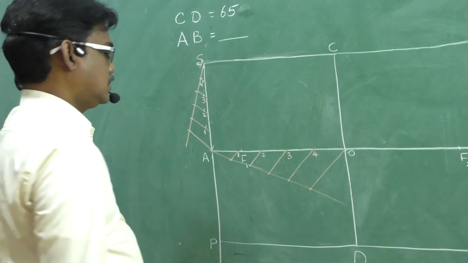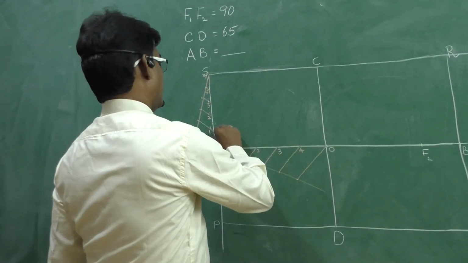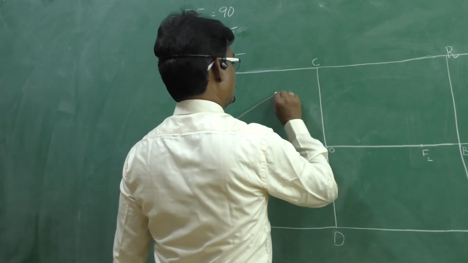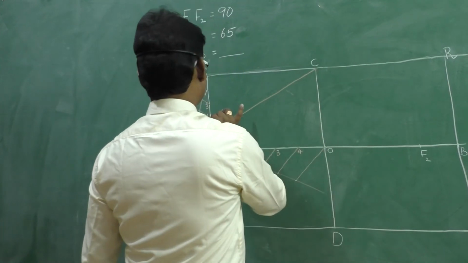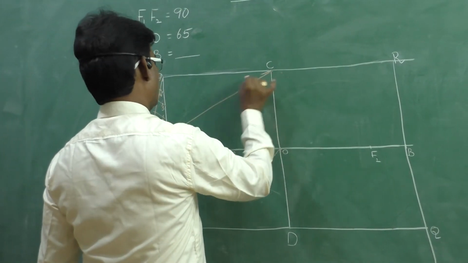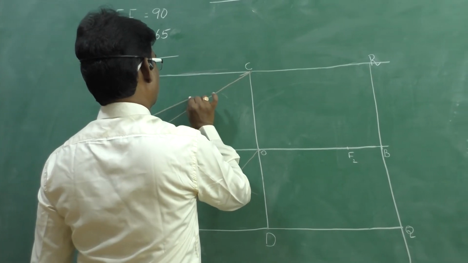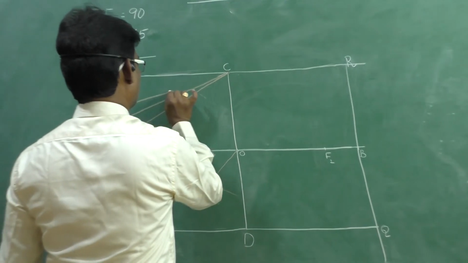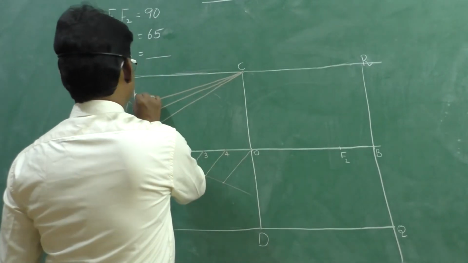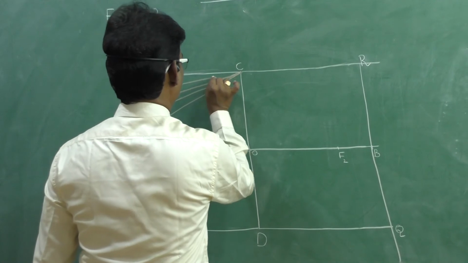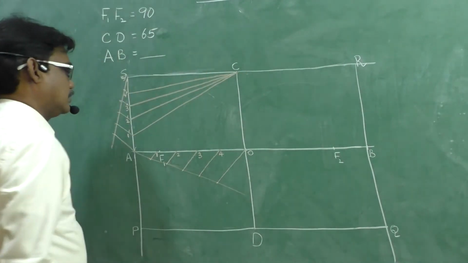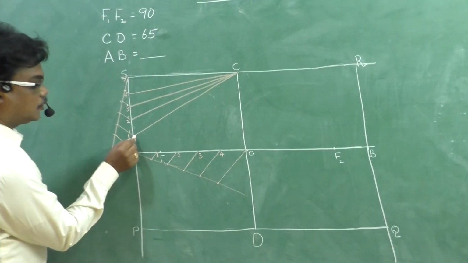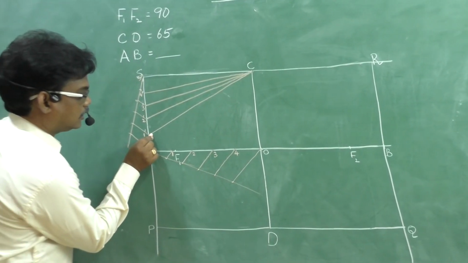After that, from C to 1, we need to draw the lines. After that, C to 2, we need to draw the line. After that, C to 3. After that, C to 4. Okay, likewise. Here, from D through 1, we need to draw the line.